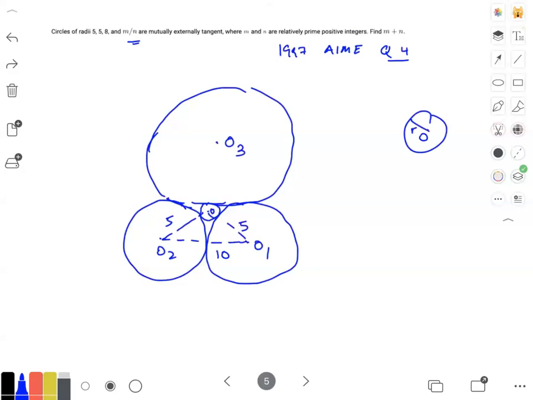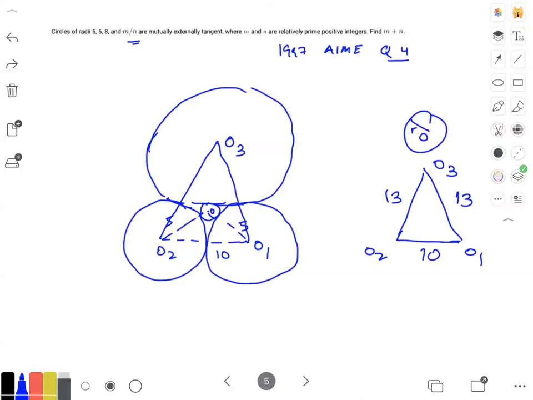Okay, now what? So now if I connect O2 with O3 and O3 with O1, I get something rather interesting. So let me just inflate it up over here. So O2, O1, O3. Some of this is 5 plus 8, which is 13. Some of O3, O1 is 13 again, and then this one is 10.